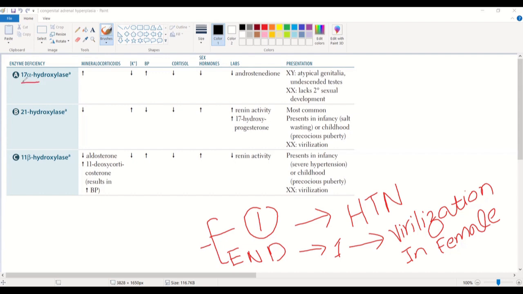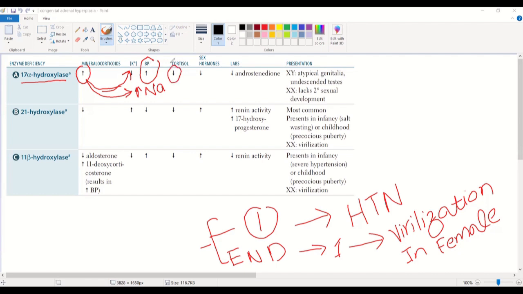So 17 alpha hydroxylase starts with 1, so it will lead to hypertension, because it starts with 1. In 17 alpha hydroxylase, aldosterone is increased. This aldosterone leads to decreased potassium and increased sodium, and this increased sodium leads to increased blood pressure through retaining water, right? Although this is a dry topic, it is very high yield, so I am going to discuss it in the background of hypertension.